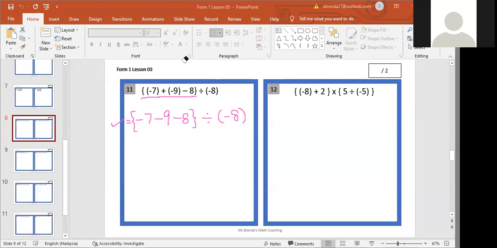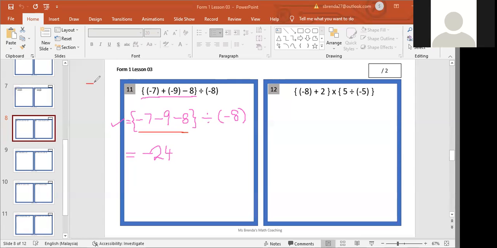All right, let's continue. Now let's work out what this is. You are at -7. You go down 9. Where are you reaching? -16. You go down some more, 8. Where will you reach, guys? That's right, -24. So your answer to this bracket, this whole thing, is -24.